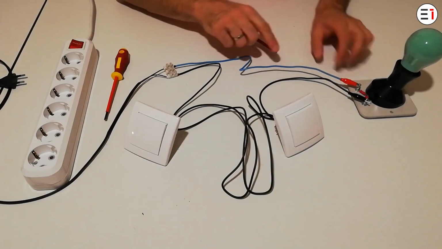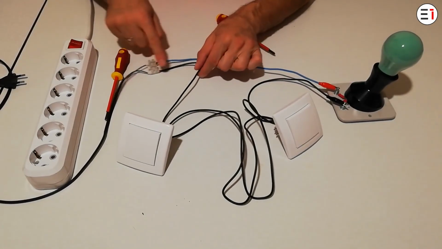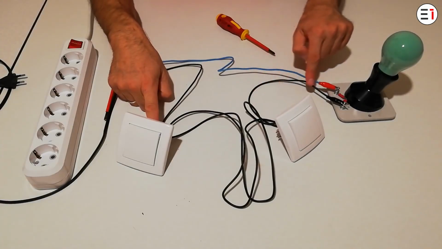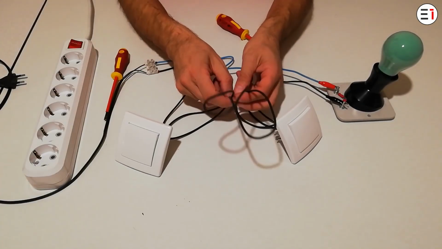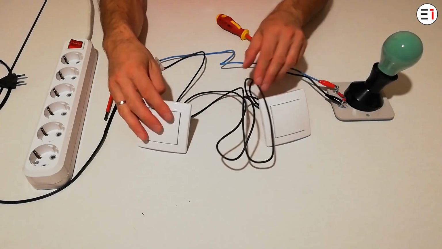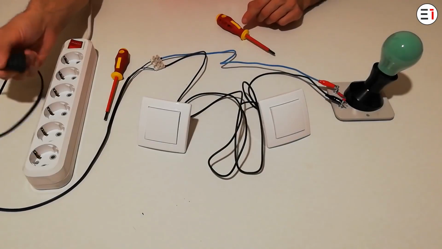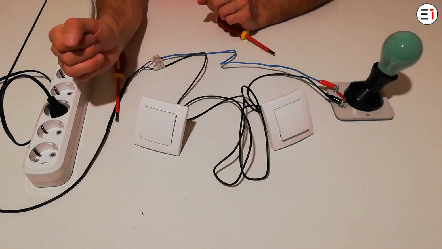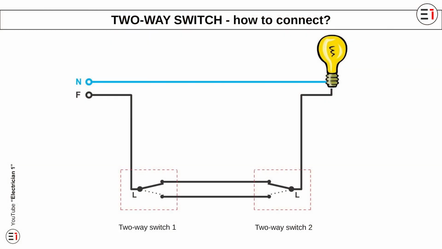Therefore, the neutral conductor is directly taken to the consumer, the phase comes to the first two-way switch, from the second two-way switch, we lead the phase to the consumer, and we just connect these 2 connection points to each other. And now let's try how it works. So we can turn it on using both of them.